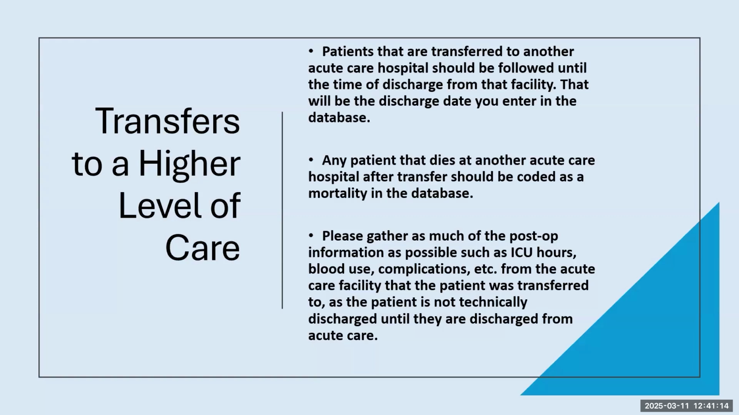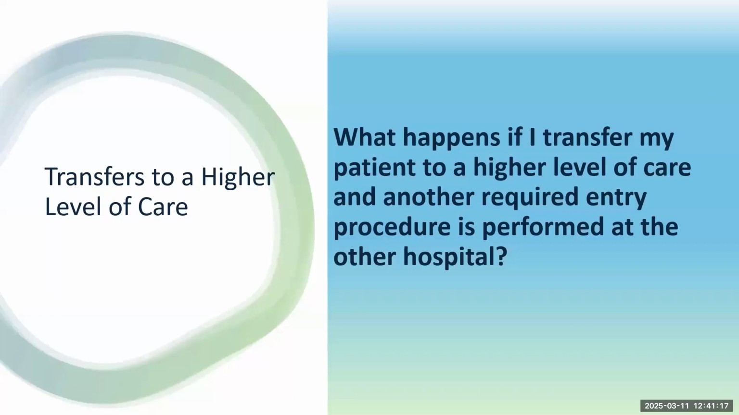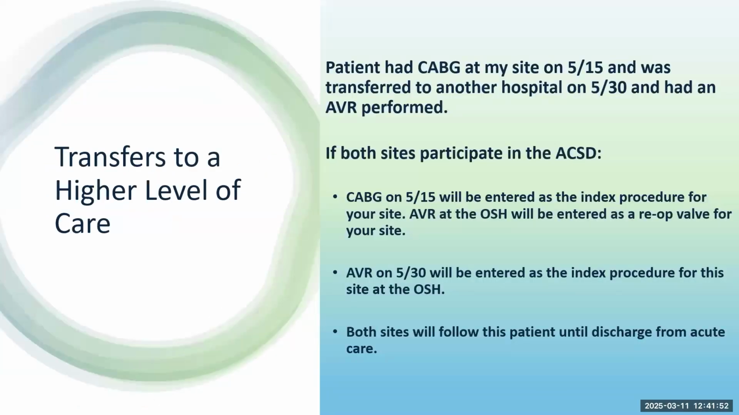So with that concept in mind, let's talk a little bit about what happens if I transfer my patient to a higher level of care and another required entry procedure is performed at the other hospital. Just think about that for a minute. You had a patient that had a procedure at your hospital that you entered, and then you transfer them to another acute care hospital. So you're still following that patient, and then they have another required entry procedure done at the other site. So let's talk about what happens in this situation.